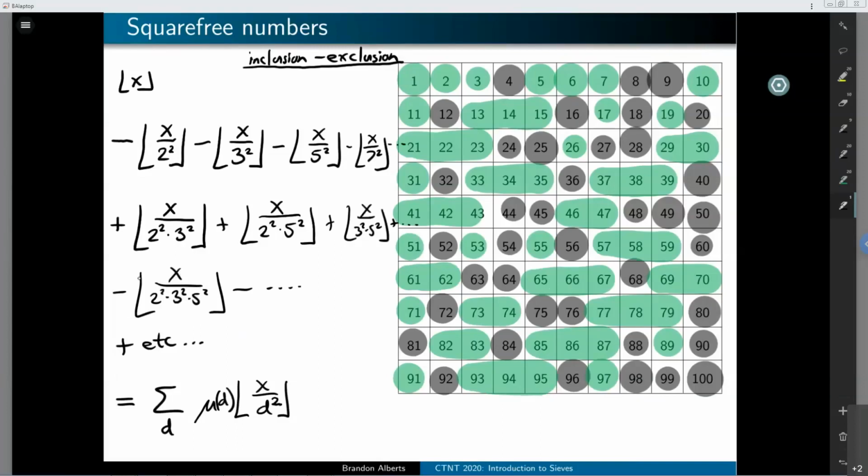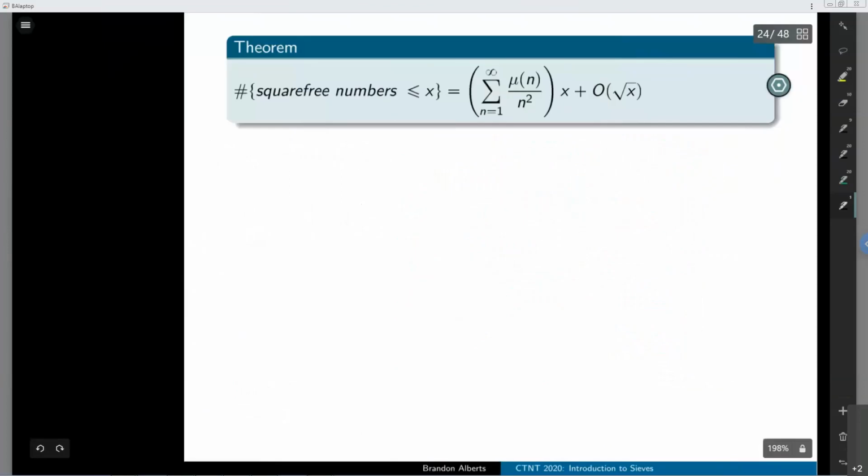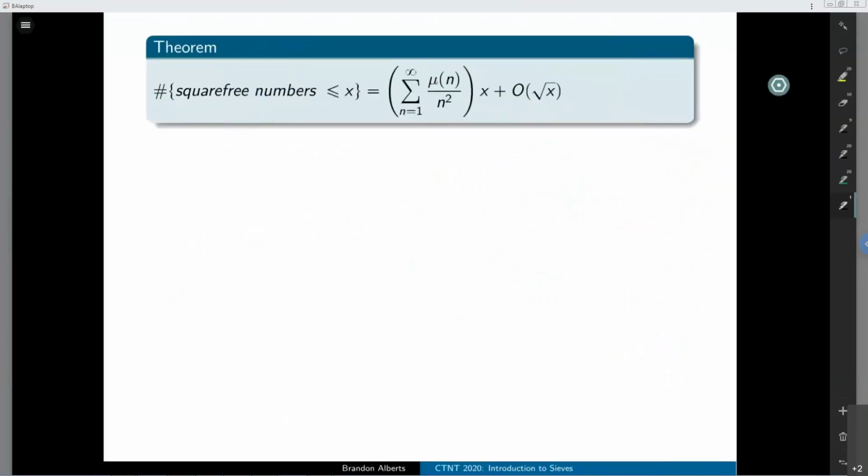All right. So now what we're going to do is use this formula to actually compute a differentiable main term and an error term for the number of square-free integers below x. So I'll rewrite this on the next slide, and we'll see what the formula actually is. I have it in a box. The number of square-free numbers less than or equal to x is equal to this big summation times x plus big O of the square root of x.